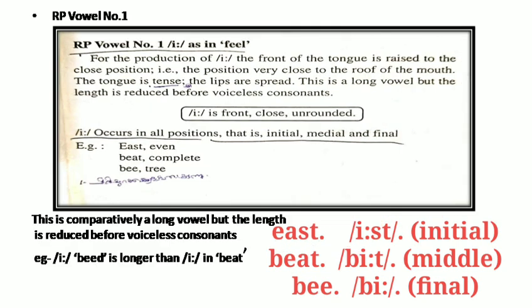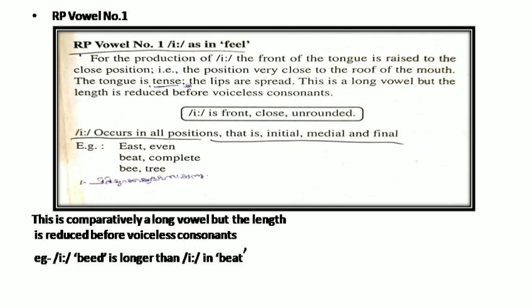As in east, you can see it in the initial position, and it comes in middle position in English words, as in beat. If you transcribe these words you can see E comes in second position. And in final position as in tree, E is in the final position. So this is the first RP vowel, and it is comparatively a long vowel, but the length is reduced before voiceless consonant sounds.